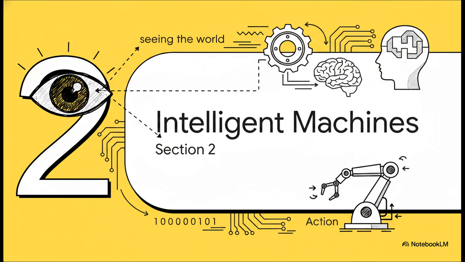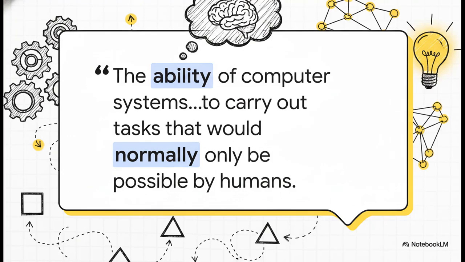Welcome to Section 2, the rise of intelligent machines. So what even is artificial intelligence? Getting this definition down is absolutely crucial. At its heart, AI is all about mimicking human intelligence. It's not just about a computer following a bunch of rules someone programmed in. No. True AI involves solving problems, learning from experience, and, this is the most important part, adapting to new situations all by itself without a human telling it what to do.